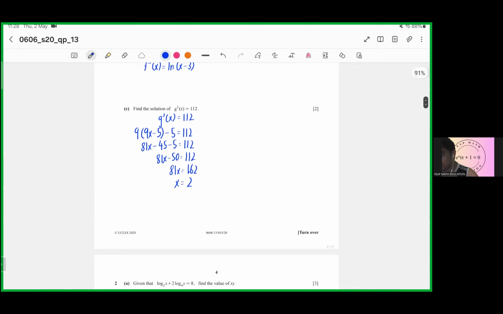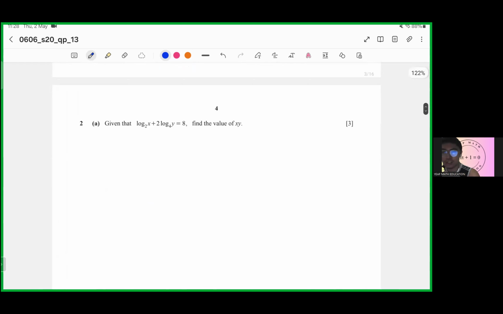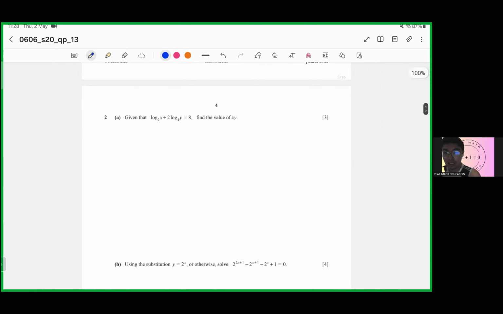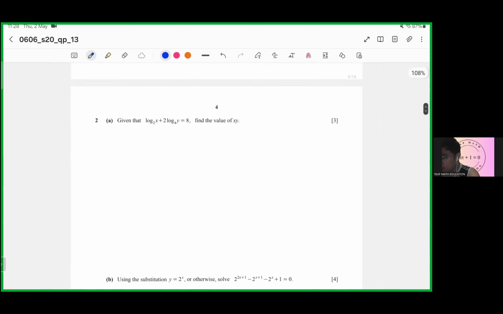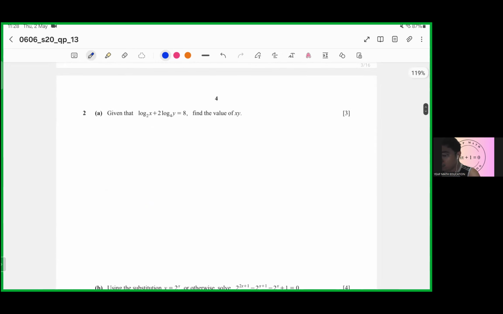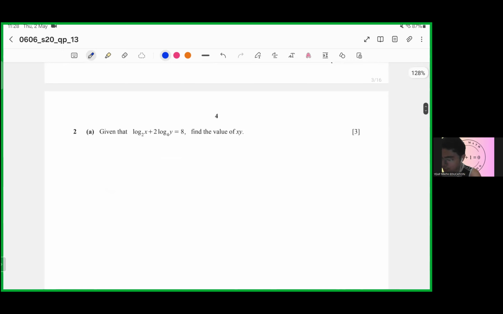Now we look at the next question. Question 2 is about logarithm equations. Given that log base 2 of x plus 2 log base y of 2 equals 8, find the values of x and y. When you see these equations, you need to change the base.